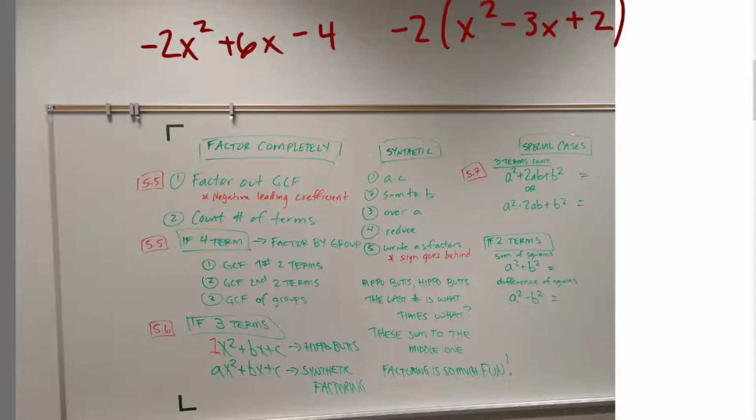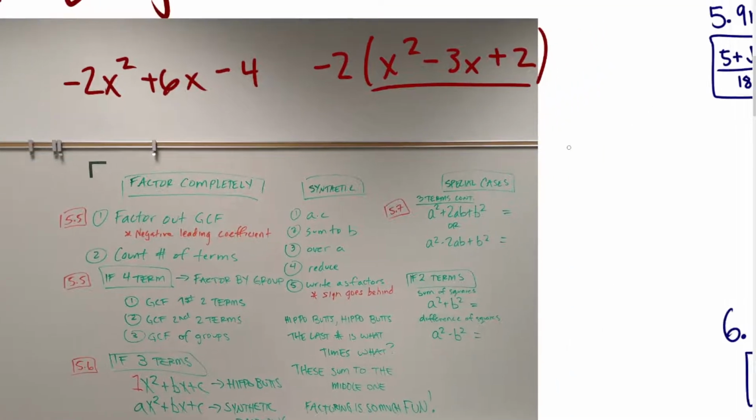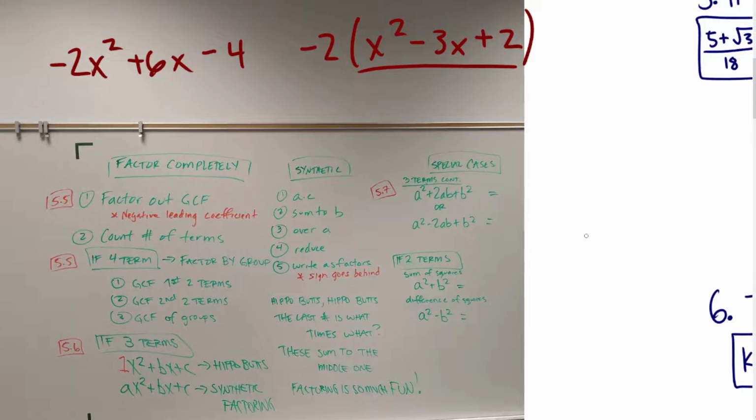Now, we can ignore this -2 for a minute. It still exists, but what we want to do is treat this inside as if it's a separate problem. Now, this inside has 3 terms. We want to check for a specific thing after we've, number 1, found the greatest common factor, and number 2, found that we have 3 terms.